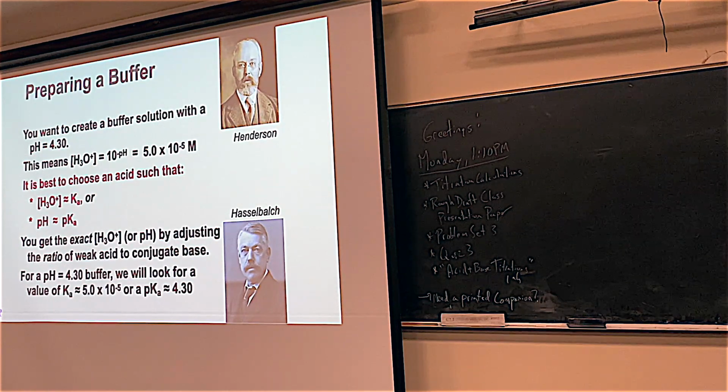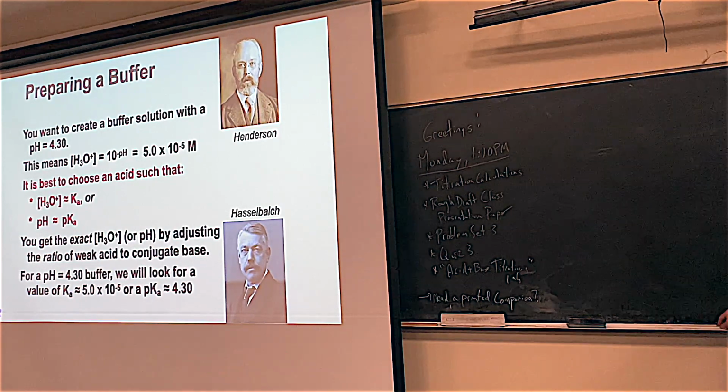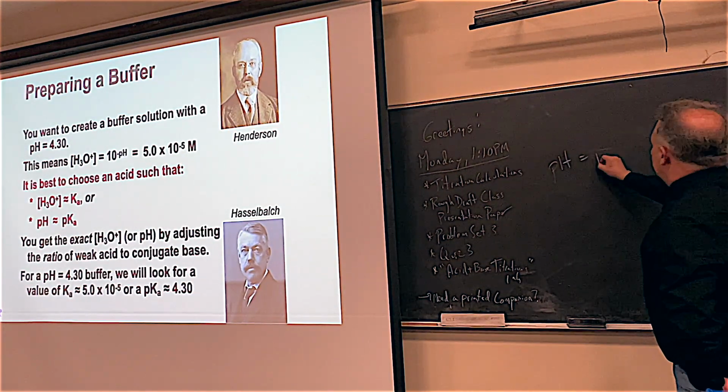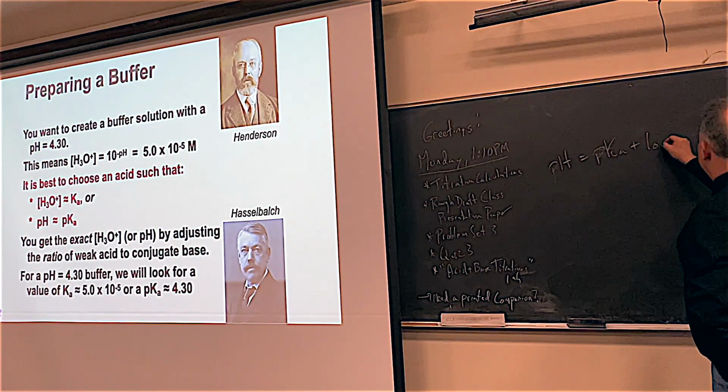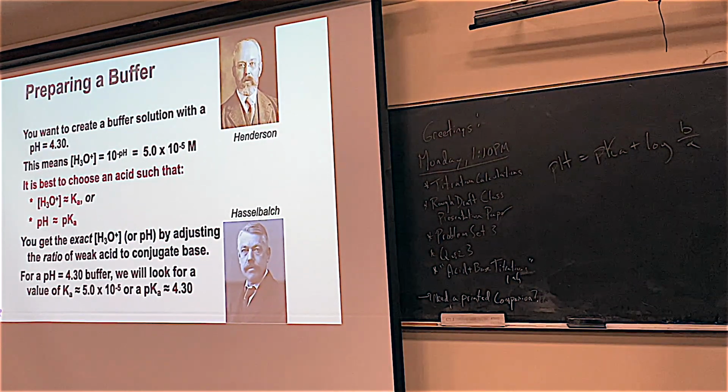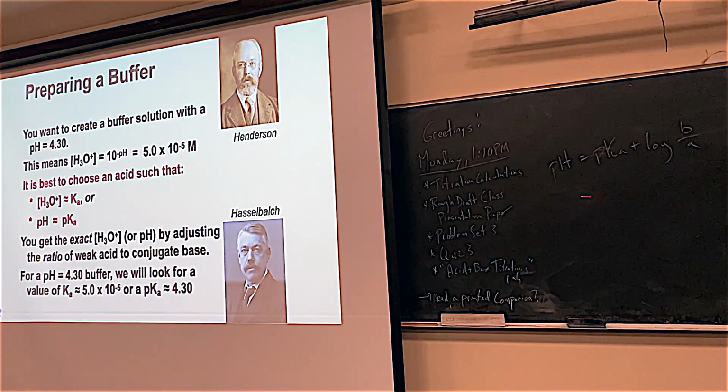When you're picking a buffer, you ideally want the hydronium to be close to your Ka, or your pH close to pKa. Because remember, good old HH, pH equals pKa plus log base over acid. And the most important part usually is pH and pKa being roughly equal, all right? You'll fine-tune the pH with a base to acid ratio that makes it exactly what you want. But if you can at least start with a Ka that's close to the hydronium, or the pH close to pKa, you're good to go.